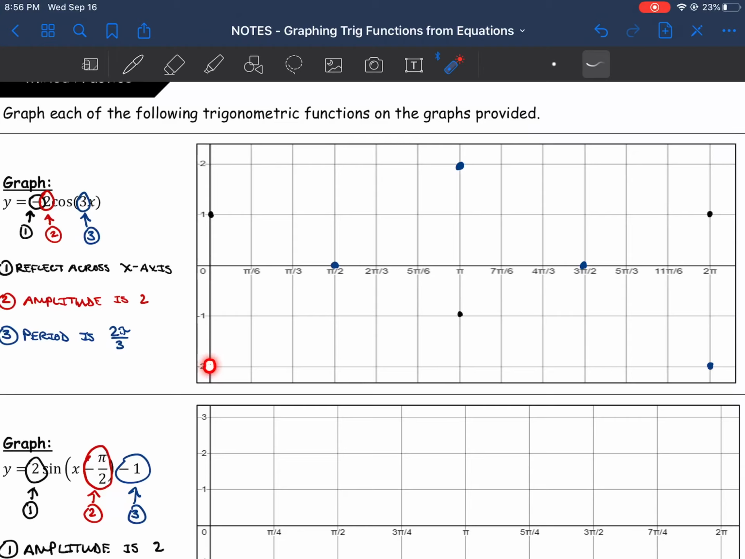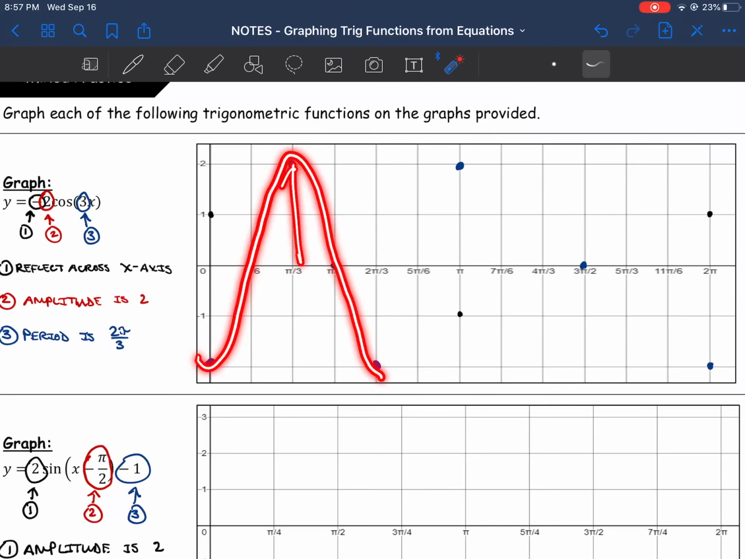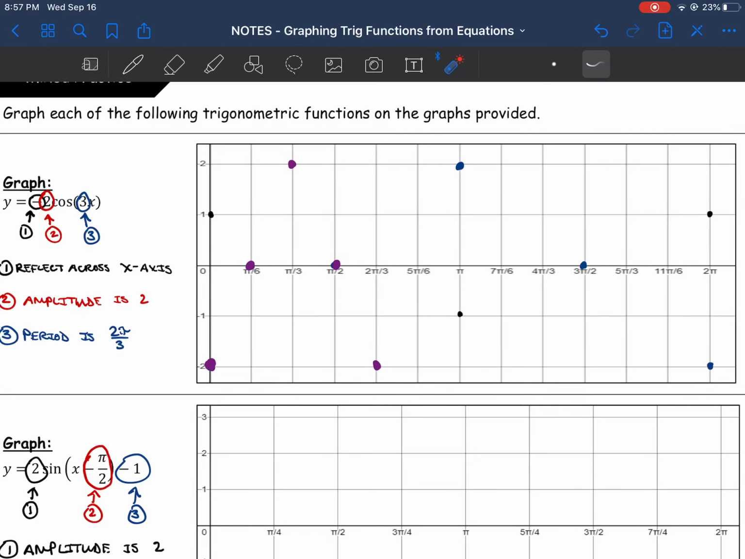So I'm going to keep my same starting point. I'm going to start at 0, -2. But in order to get the cycle to be complete by 2 pi over 3, watch what I'm going to do here. I'm going to do these points in purple. So at pi over 6, we're going to be right here. At pi over 3, we're going to be here. At pi over 2, we're going to be there. And at 2 pi over 3, we're completing the cycle, and now we're right there. So notice that now we have the amplitude of 2. We have the reflection across the x-axis, and now we have the period of 2 pi over 3.